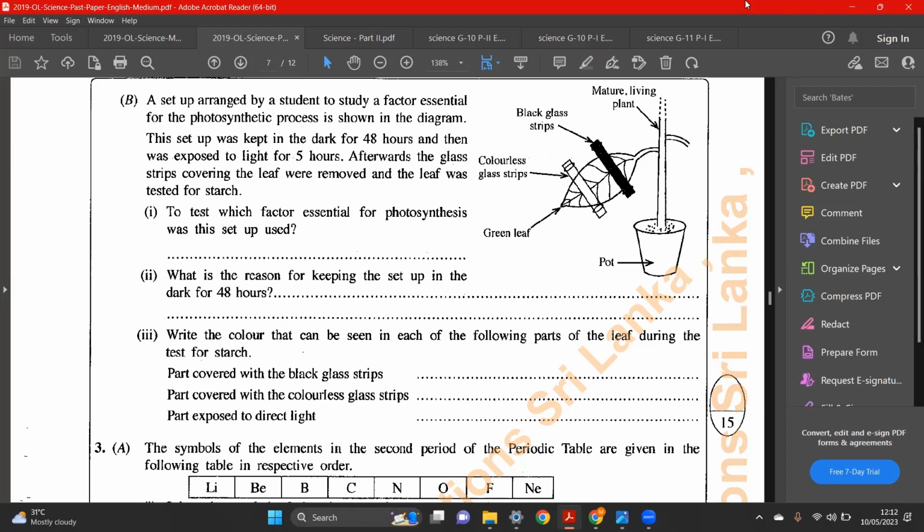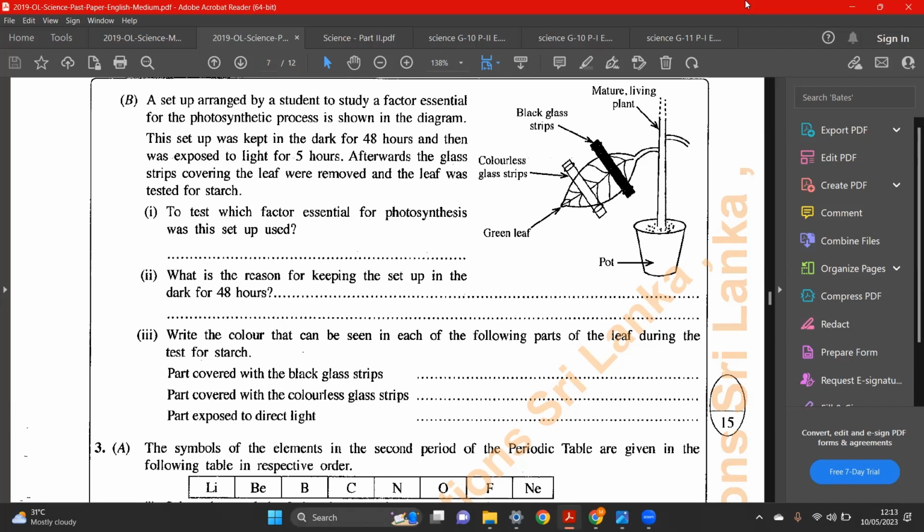Okay. What is the reason for keeping it in the dark for 48 hours? Normally, if you've gone through the experiments given in your book for photosynthesis, for almost every experiment, we always keep it in the dark for around 48 hours and then only carry out the experiment. Why is that? Because we know when a plant is normally green in color, it means it has a lot of food stored in it, a lot of starch stored. So you can't carry out any experiment when the starch is already there. So first you need to get rid of all that starch.